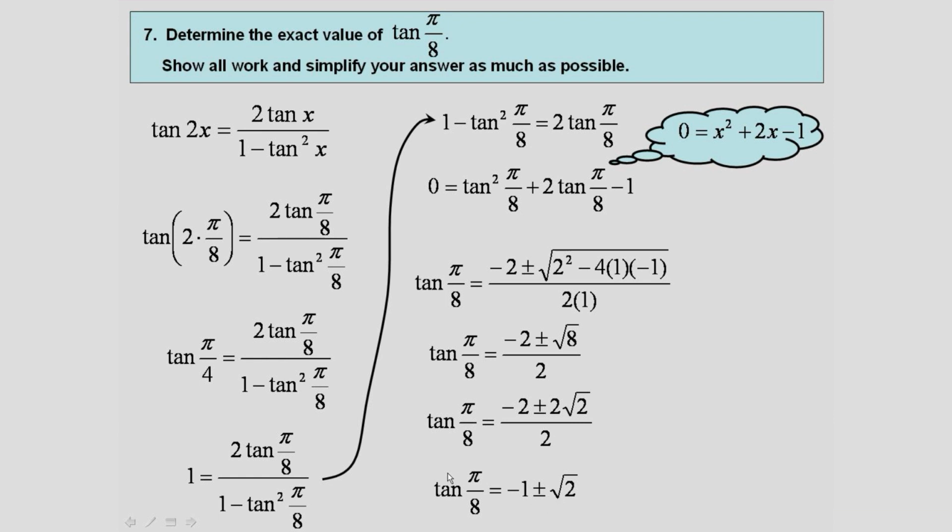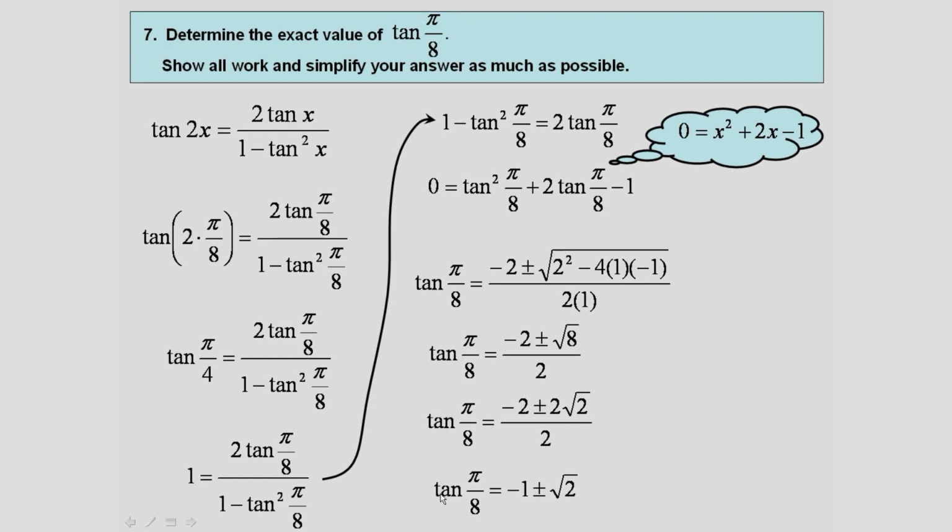Here's why. Pi over 8 is a pretty small angle. Okay, it's smaller than pi over 2. If we were to draw the terminal arm for this angle here, it would end up in quadrant number 1. Now, we know that in quadrant 1, all the trig ratios are positive.